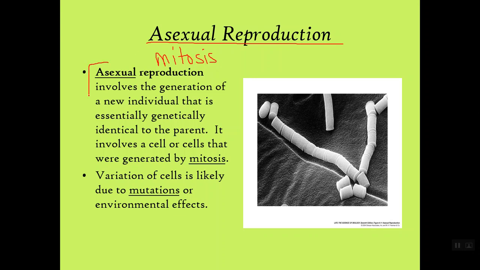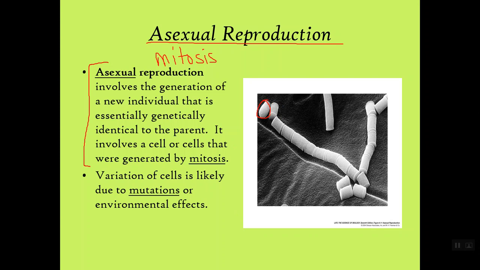But here's just the basic definition, right? Any division of cells where the resulting cell is its own individual. If you're a single-celled bacteria and you do mitosis, you've asexually reproduced, because there's only one cell, so you're not part of a multi-celled body.